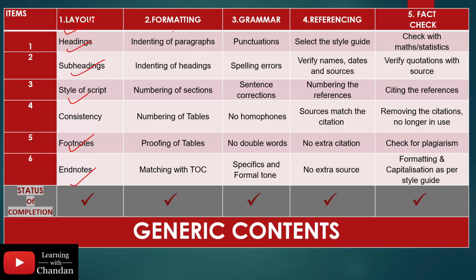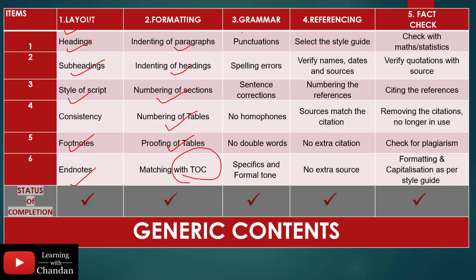Formatting will check for indenting of your paragraph headings, correct and chronological numbering of your sections, proofreading your tables for their captions and titles, and matching all the subsections and headings with the final table of contents.